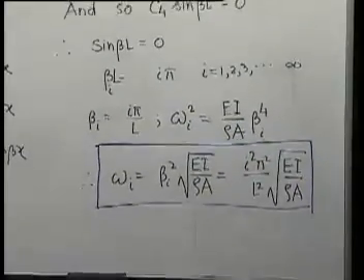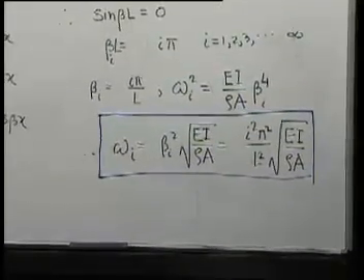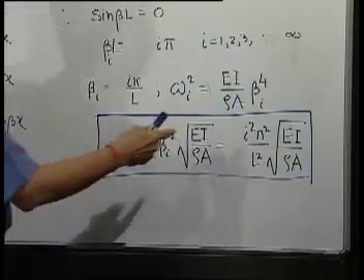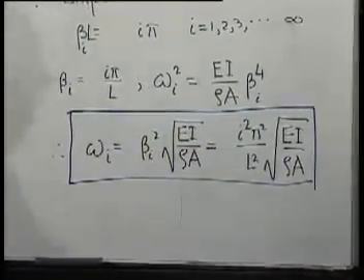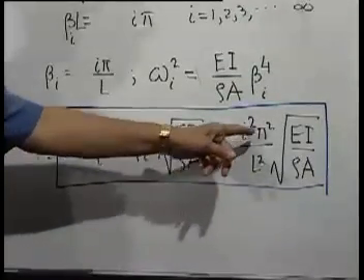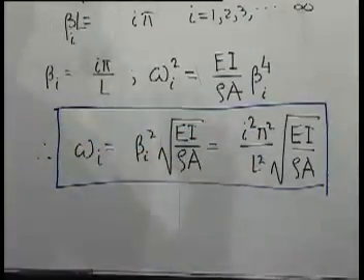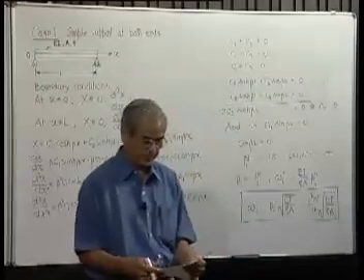So when I is equal to 1, that is the fundamental frequency, that is equal to pi square, which will be something like 9 point something. Second frequency will obviously be 2 square into pi square, that is 4 times that, and so on.